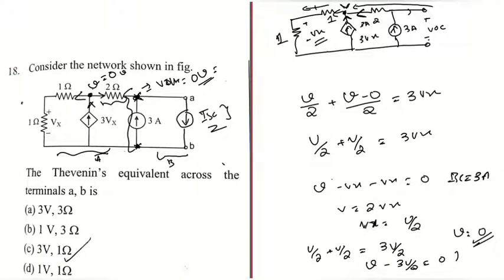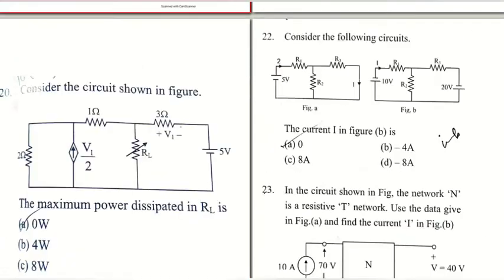Now we have to find out RTH, right? RTH is equal to VOC divided by ISC. VOC we have already found out as 3, divided by ISC, which is also 3, it is equal to 1 ohm. So this is our answer. Okay, now move on to the next question.